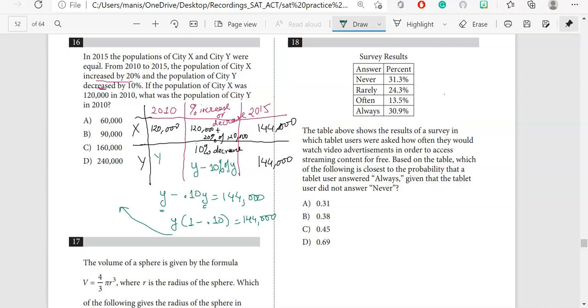Now it becomes a lot easier because I can subtract these two. If I subtract, it will be 0.90. So it will be 0.90Y is equal to 144,000. So Y is equal to what? I will divide this 144,000 by 0.90. When I do this, my answer is 160,000. Using the calculator, you can find the answer, and answer choice C is the correct answer. Follow this table and it will become a lot easier for you.